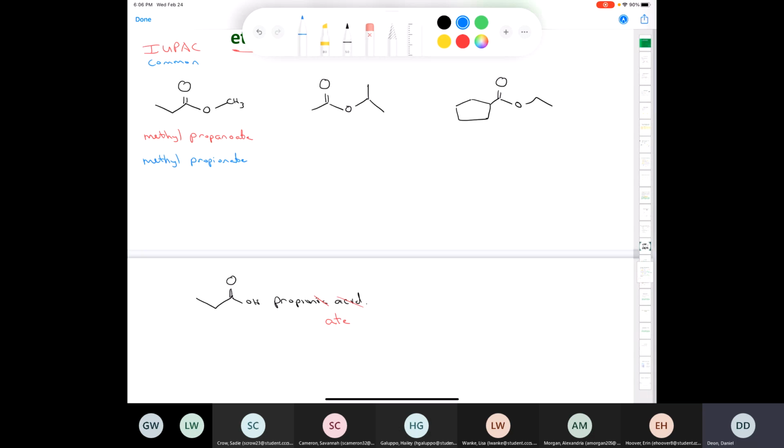And if you're thinking, oh, come on, this is too much, I have to learn two ways to name all these things. Yeah, it's just the way it is in organic chemistry. Common names are common for a reason. Chemists love them, so they just stick around. So if you are working in the hospital and you see something that has propionate or propanoate, you have to know that they're the same. They mean the same thing.